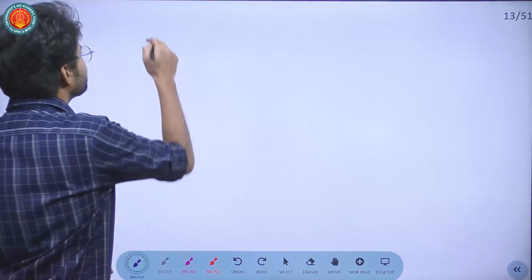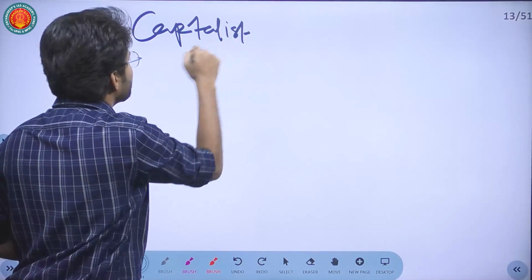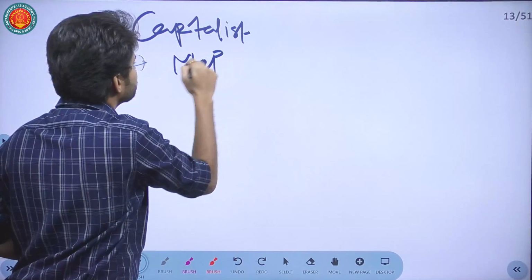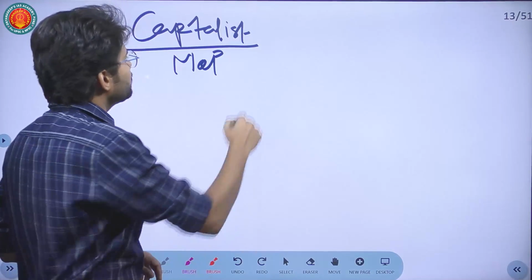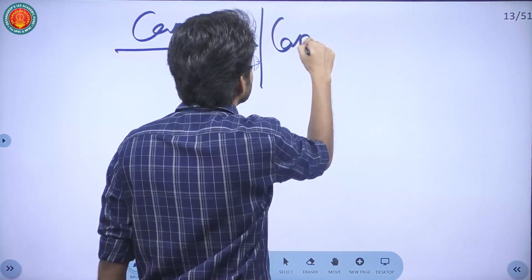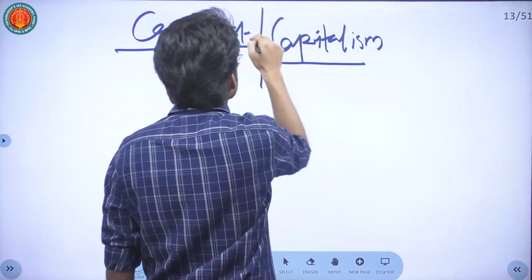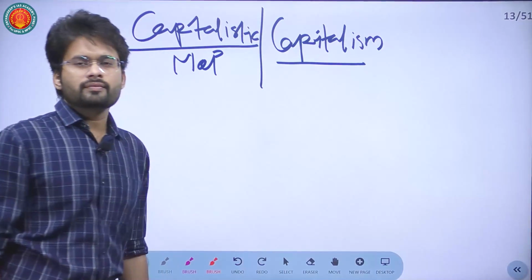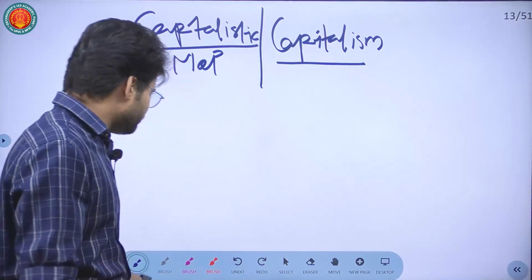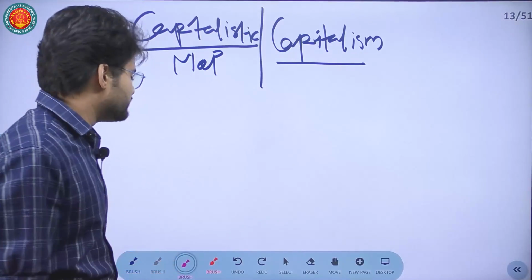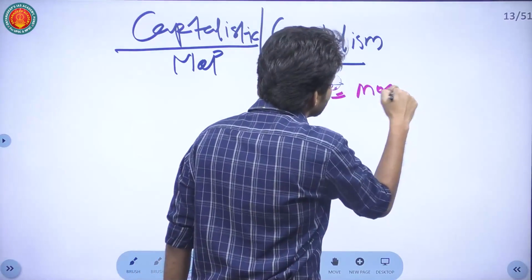the capitalist mode of production, or capitalism. Capitalistic. In capitalism, the factors of production are of course changed, but the factors of production are now most advanced.